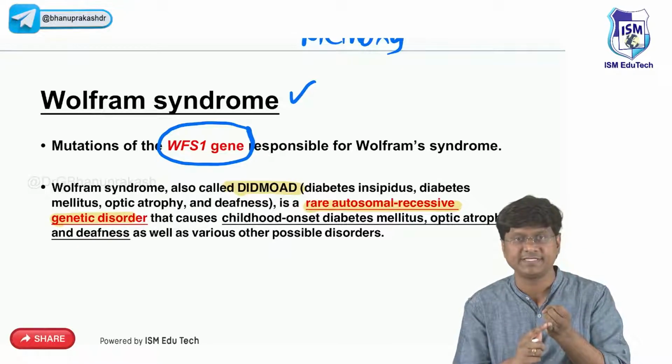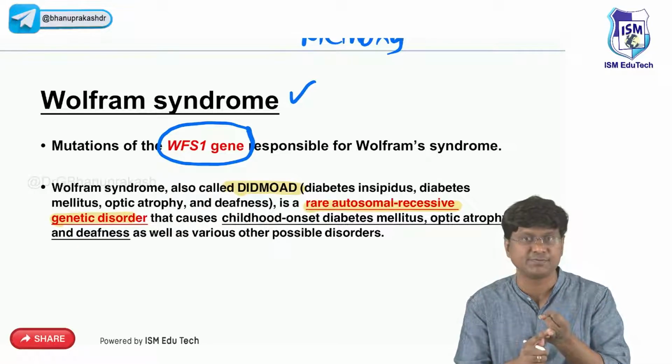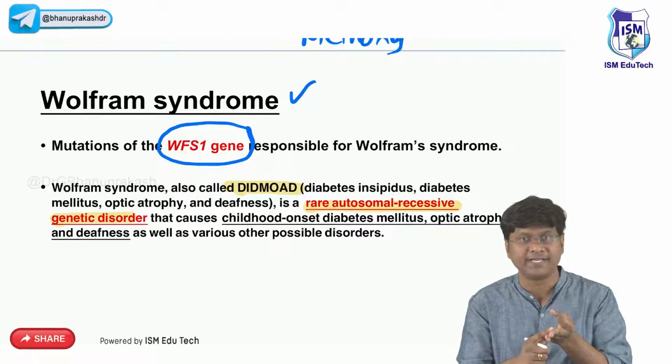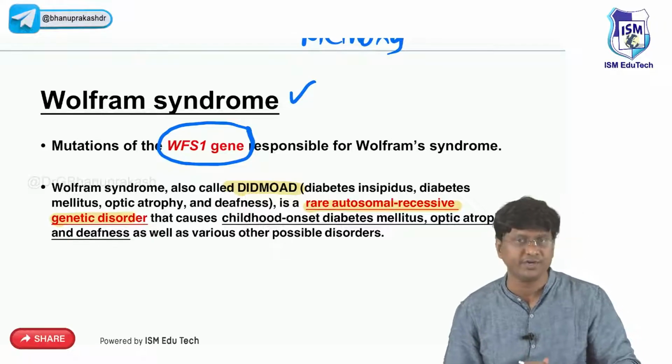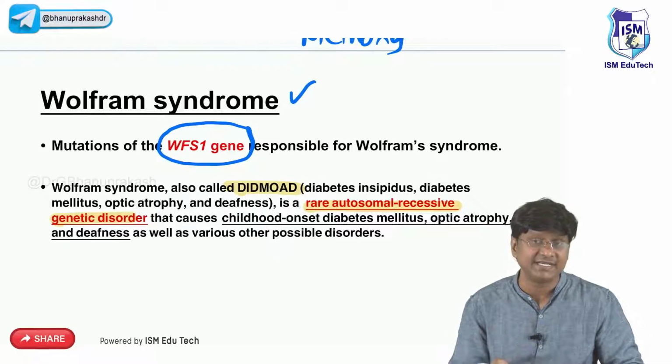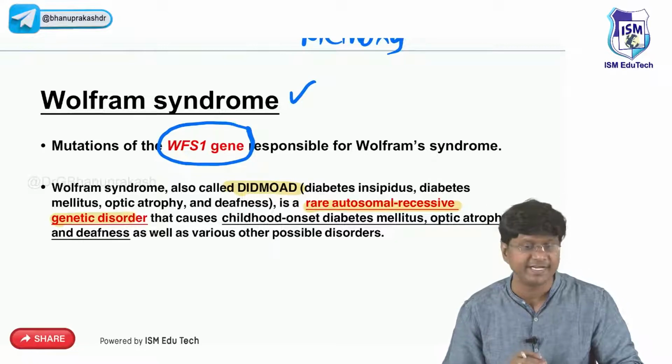DI stands for diabetes insipidus. DM stands for diabetes mellitus. OA stands for optic atrophy. D stands for deafness. So that is Wolfram syndrome, or DIDMOAD syndrome, which is a genetic disorder that causes nephrogenic diabetes insipidus.